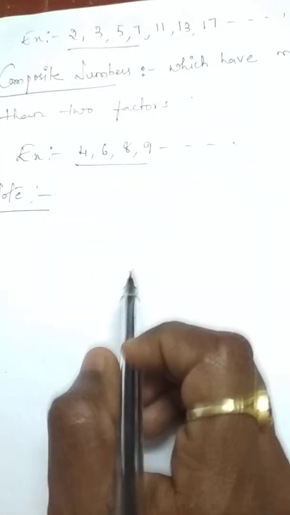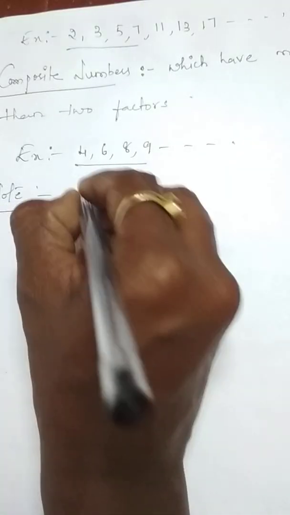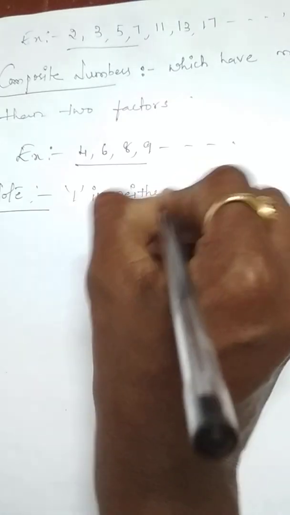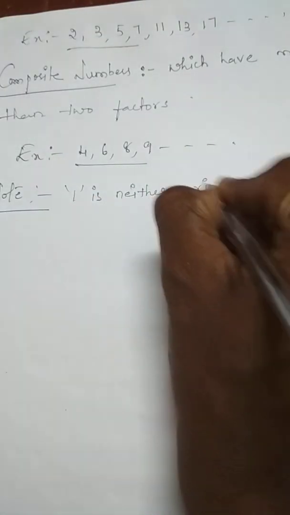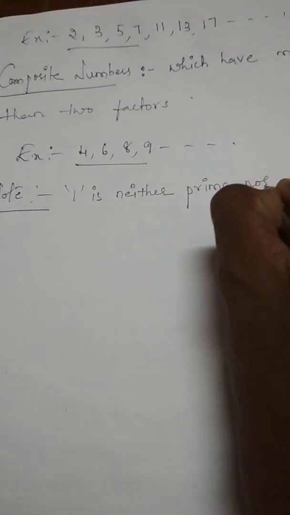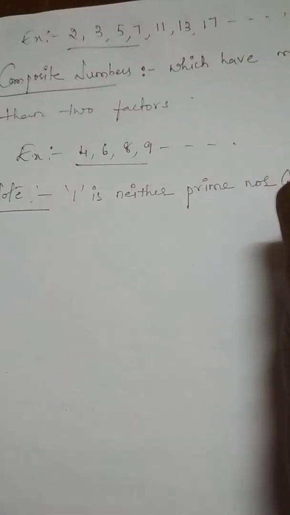One note. See here, composite numbers are 4, 6, 8, 9. Prime numbers are 2, 3, 5, 7. 1 is not there in both. So 1 is neither prime nor composite.